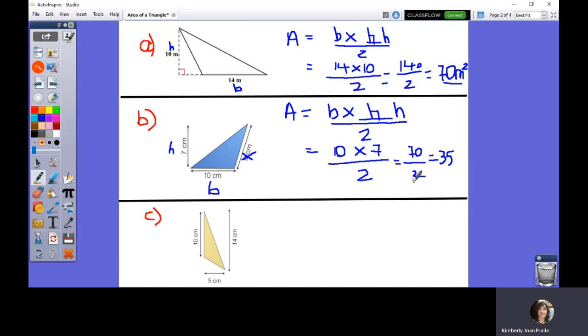What are the units here? The units here are centimeters. So for the area of this triangle, we should get centimeters squared.